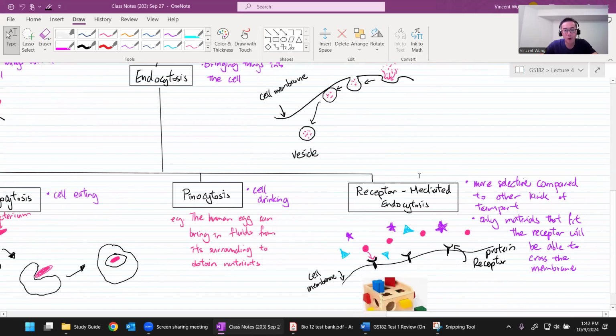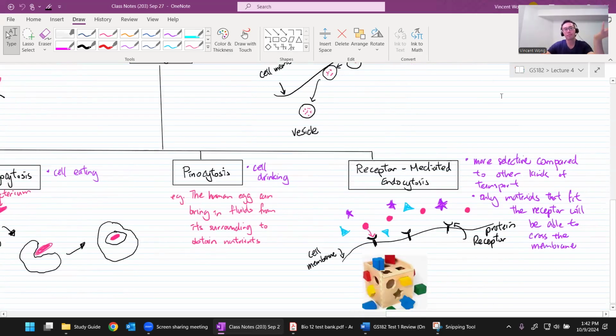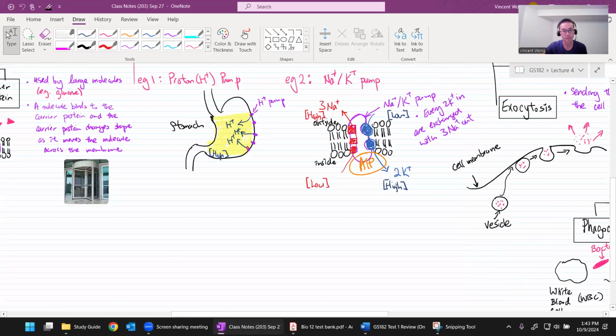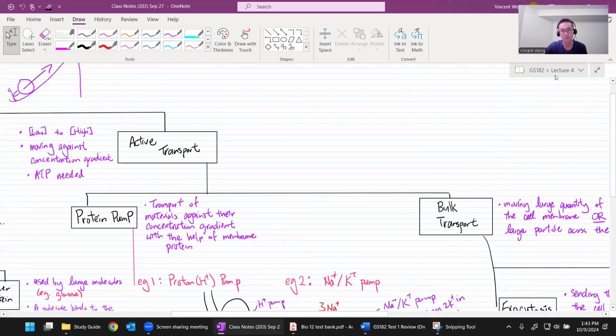And if you are more selective in what you're bringing in, like choosing more specifically what to bring in, like I only want to bring in the pink circles and not the stars or the triangle, then you will be using receptor-mediated endocytosis. You can only come in if you fit a particular shape, like the shape sorter. So those are the different kinds of bulk transport.